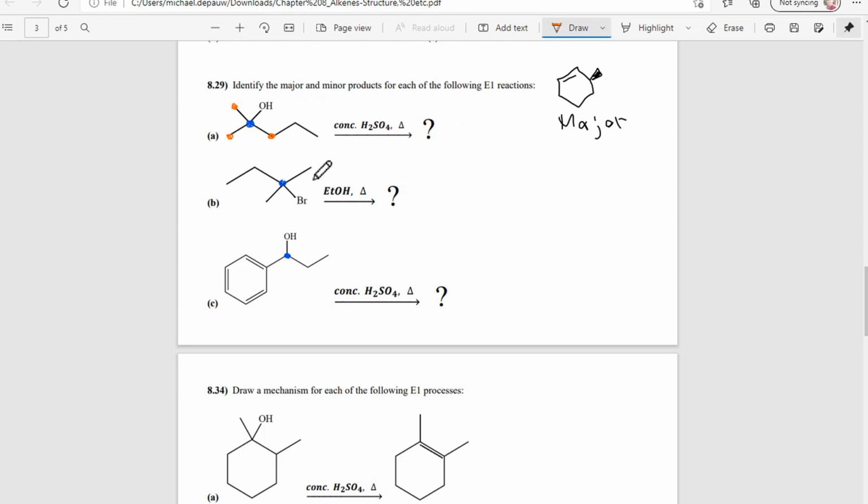So which beta position will I take a hydrogen from? Probably one of the ones on the right. Yeah, it's going to be one of these guys, right? Because that's going to give you a more highly substituted alkene. Exactly. Remember, the rich get richer. So that's Zaitsev elimination. The only time the rich get poorer is when you have a big bulky base.